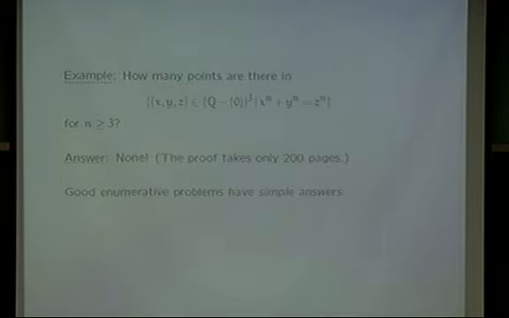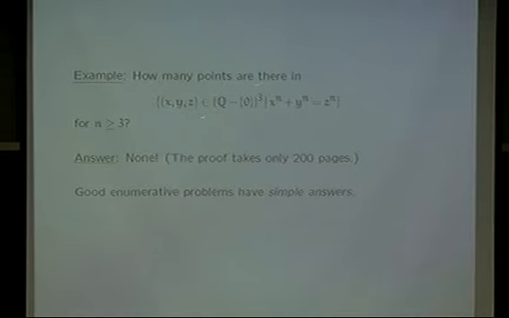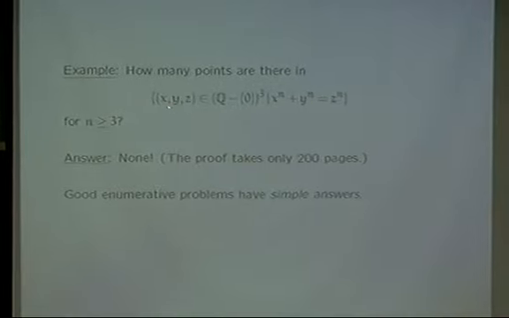So the question that I want to raise now is, what is a good enumerative geometry? What is a good enumerative problem? For example, you can think about the following problem: how many points are there on the curve x^n + y^n = z^n in rational numbers? Everybody knows the answer, right? There's none. Okay, only a 200 pages proof. The proof takes only 200 pages.